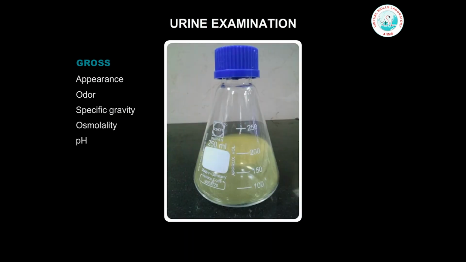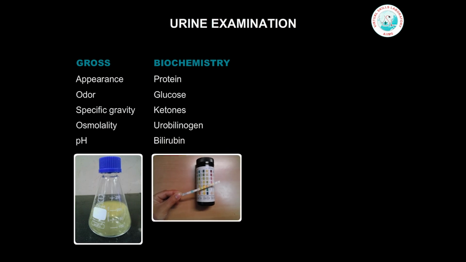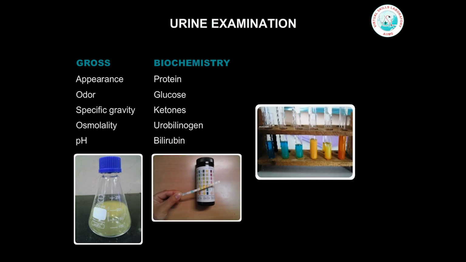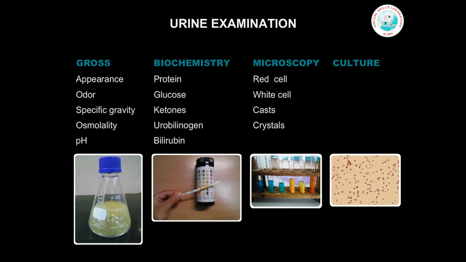Investigation of kidney diseases begins with urine examination, which will be discussed in a separate tutorial. This includes the appearance, odor, specific gravity, osmolality, pH, presence of proteins, glucose, ketones, urobilinogen, and bilirubin, which is tested using commercially available disposable dipsticks or conventional methods, along with microscopy to see the presence of red cells, white cells, casts or crystals, and culture for presence of any microorganisms.